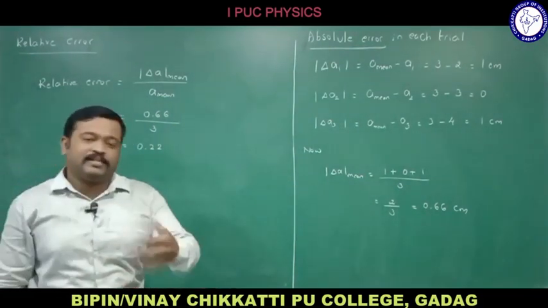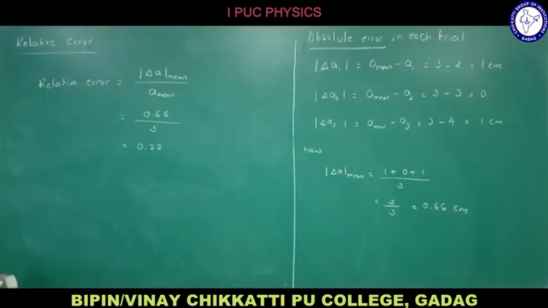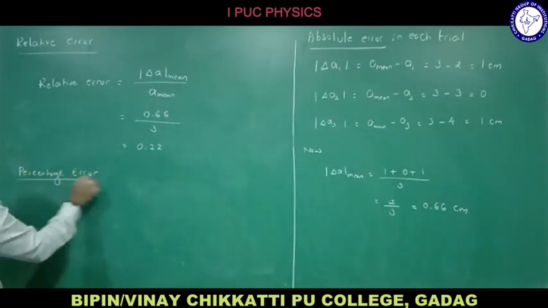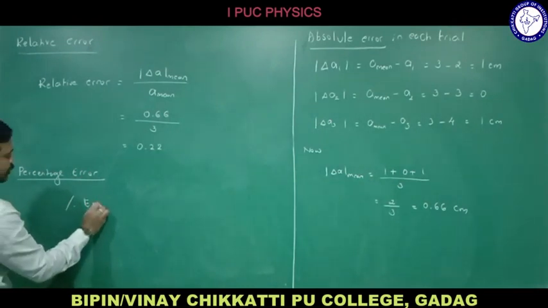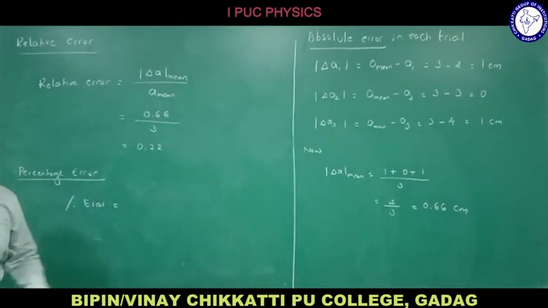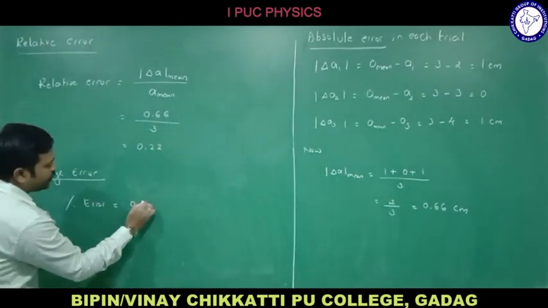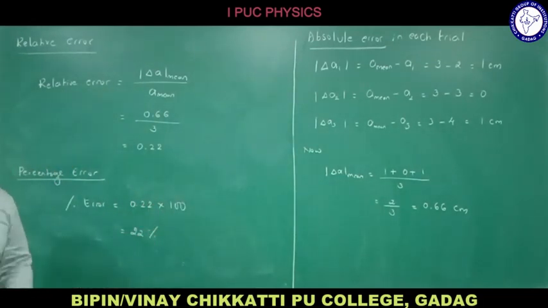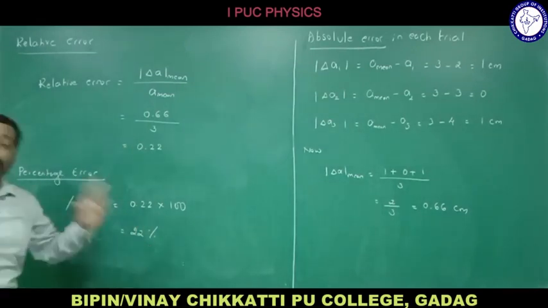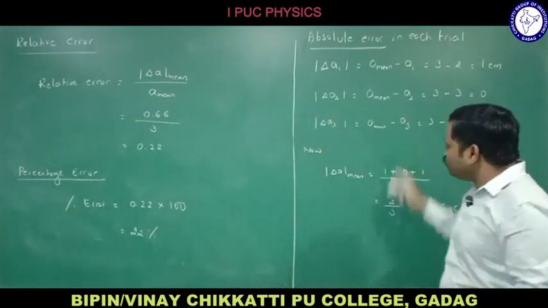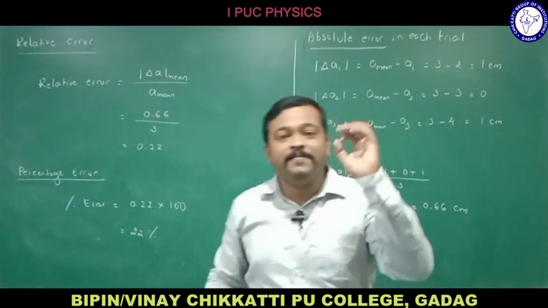Next, what do you need to calculate? Percentage error. It's simple. When you get the relative error, multiply it by 100, and you get the percentage error. You know what percentage error is? Relative error expressed in terms of percentage, meaning we need to multiply it by 100. So when you get 0.22, you multiply it by 100. How much do you get? 22%. So the percentage error in this experiment is 22%. This is how we calculate percentage error, relative error and absolute errors in an experiment.